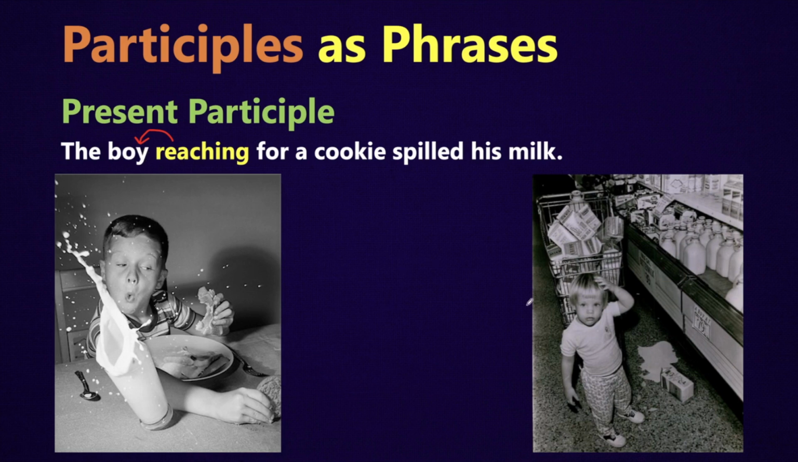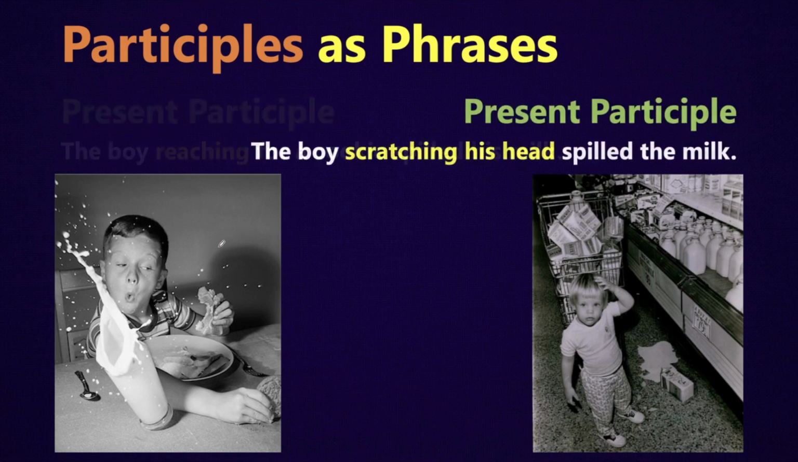So here we can see there are two boys, and we want to be specific which boy we are talking about. So we say the boy reaching for a cookie spilled his milk. So that means we're talking about this boy over here. Whereas if I say the boy scratching his head spilled the milk, then we're talking about this boy over here, not the one over here. So you can see this part of the sentence, this participle phrase is essential, meaning it's necessary. So we don't use commas with it.